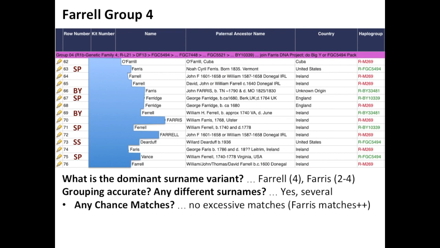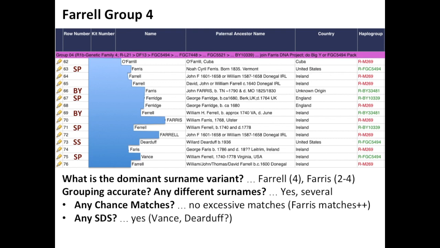Any chance matches? Well, one way of seeing whether there is a risk of having lots of chance matches is to see how many matches people have. And in actual fact, they don't have an excessive number of matches. I'm talking about maybe 200 matches at the 67 marker level. Most people would have maybe 10 or 20. If you have 200, then a lot of those are going to be chance matches. But there's no evidence of that. In fact, about 30% of the matches that these people have are Farris, Farris, Farris, Farris, Farris. So this is a group that actually has very, very close links with the Farris DNA project.